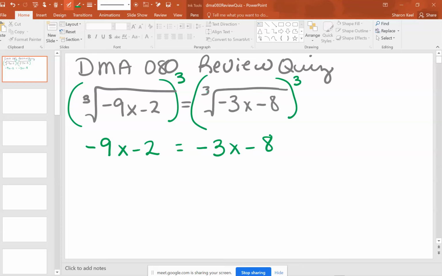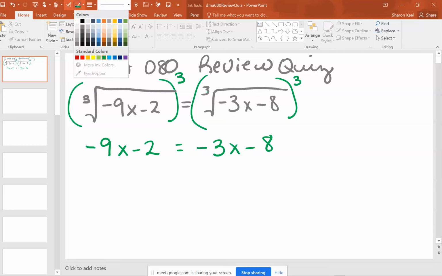I know you look at it and you think it's going to be complicated. It's not. Whatever the index is, if it was an index of 5, you would raise it to the 5th power. When you do that, there is no more radical. So all I have to do now is solve for x.